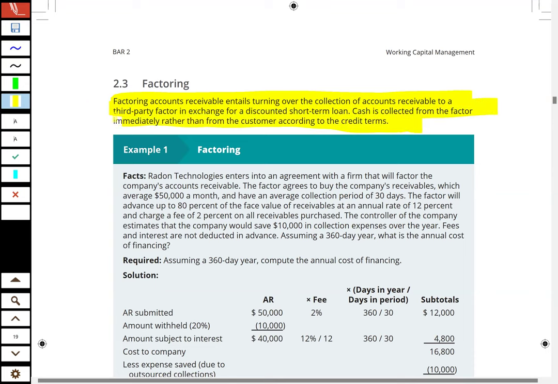And they give us this sort of detailed example down here. I'm not going to go through the example, guys, because there is no standardized way that these factors work. Just know that the factor takes the receivable in exchange. They're not going to give you the full $1,000 in our little example. They'll give you $980. They keep 20 just in case they don't get payment on those receivables that they just acquired from you. So they give themselves a little margin, a little cushion.